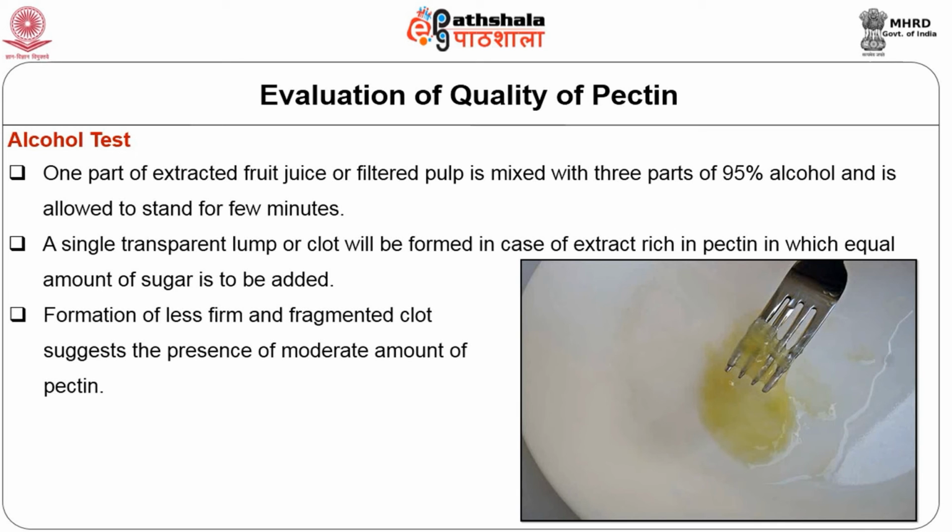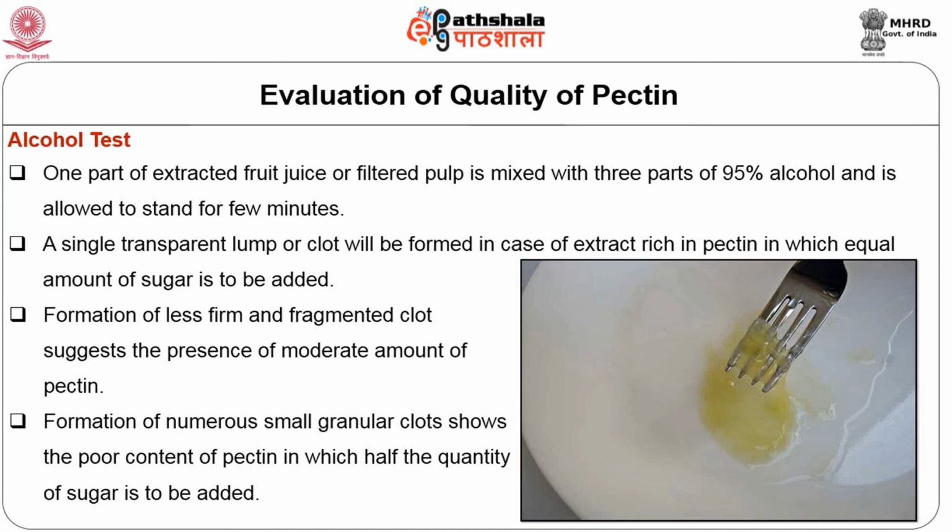The formation of a less firm and fragmented clot suggests the presence of a moderate amount of pectin. 3/4 of the amount of sugar is to be added. The formation of numerous small granular clots shows the poor content of pectin in the extract, in which half the quantity of sugar is to be added.